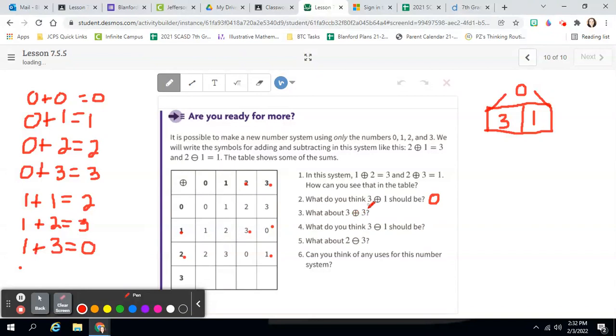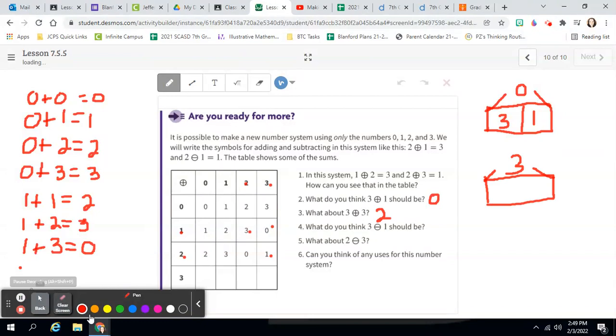What about 3 plus 3? So let's take a look at our chart here. I'm also going to take the time to fill in things that I know based on the commutative property. The commutative property is something we have been working on even in the previous parts of this lesson, even if you didn't know it. The commutative property says that if 1 plus 3 is 0, then 3 plus 1 is also 0. So I'll fill that in.